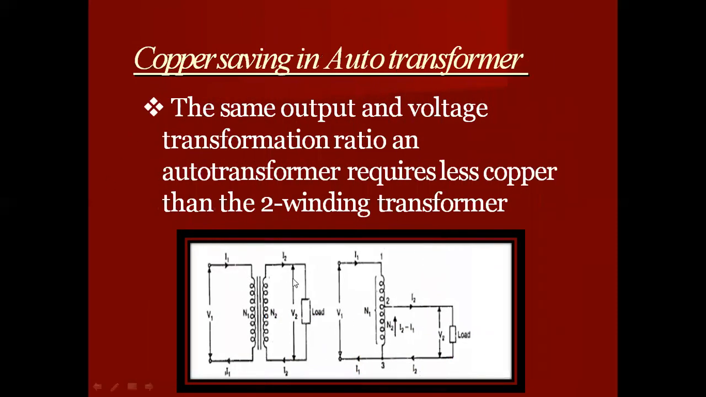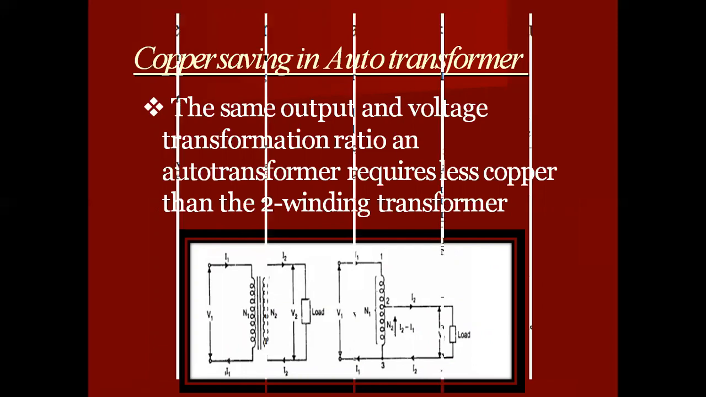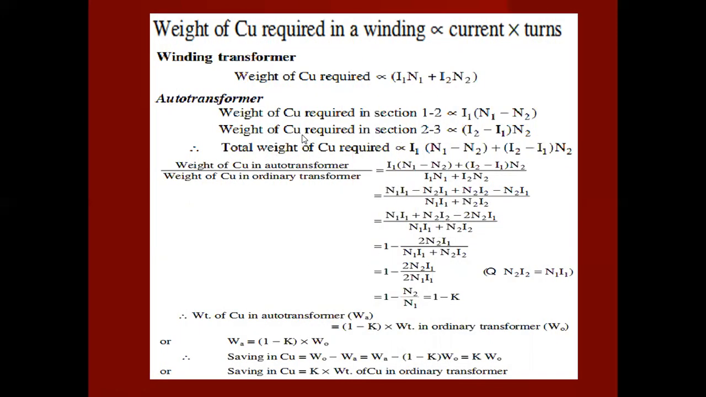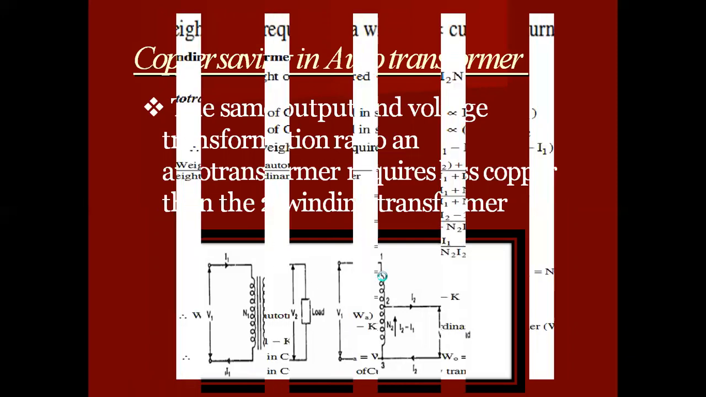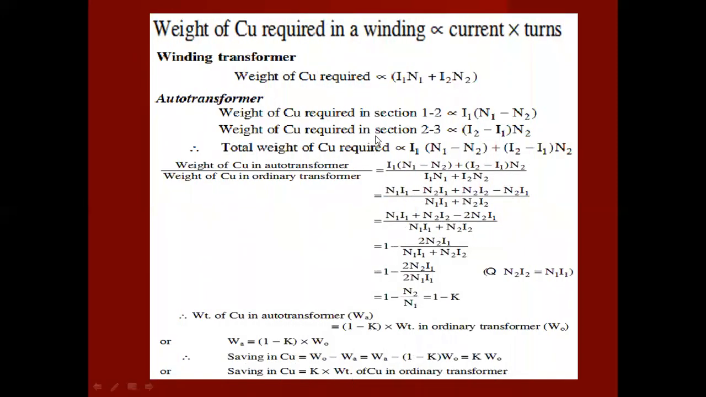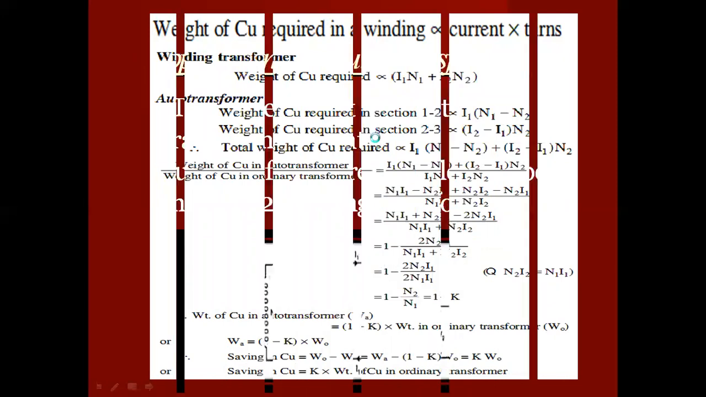I1N1 plus I2N2. For primary, it is I1N1. For secondary, it is I2N2. So total is I1N1 plus I2N2. So autotransformer, weight of the copper required for section 1-2 for the autotransformer is I1 into (N1 minus N2). And section 2-3, it is (I2 minus I1) into N2.